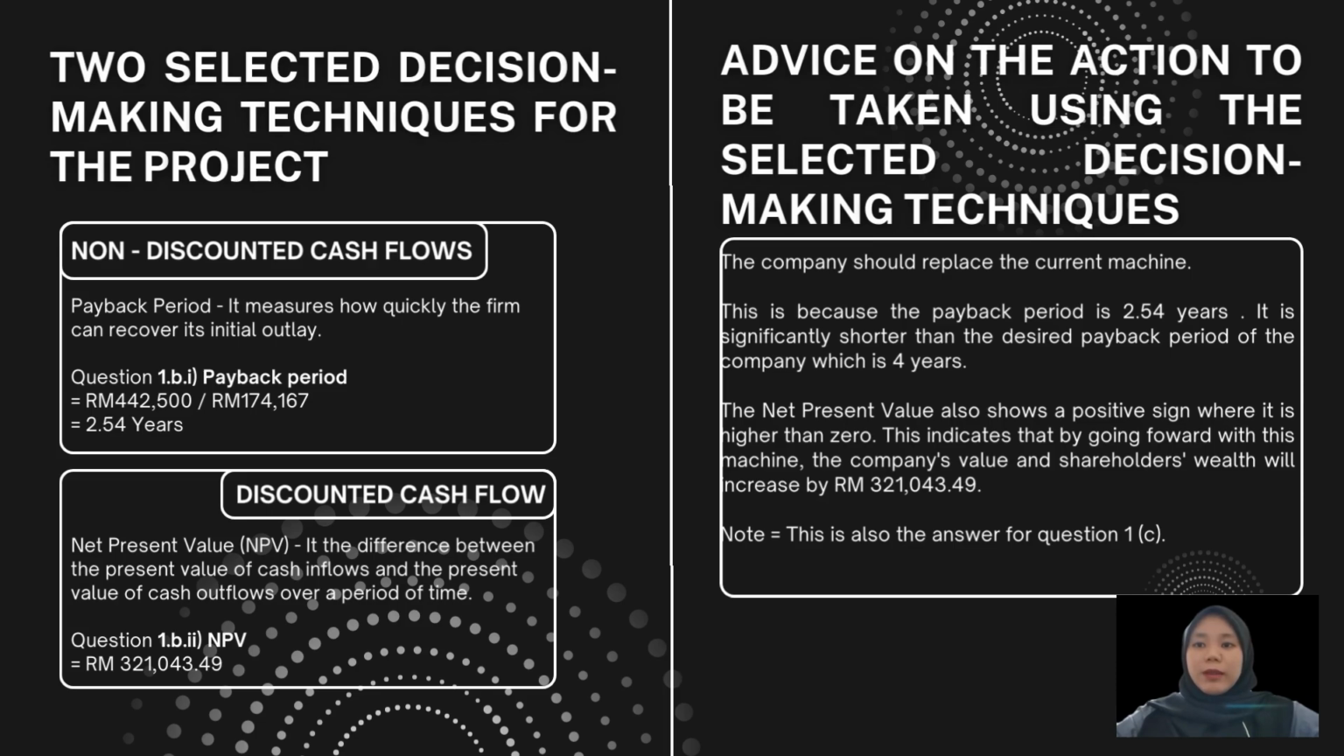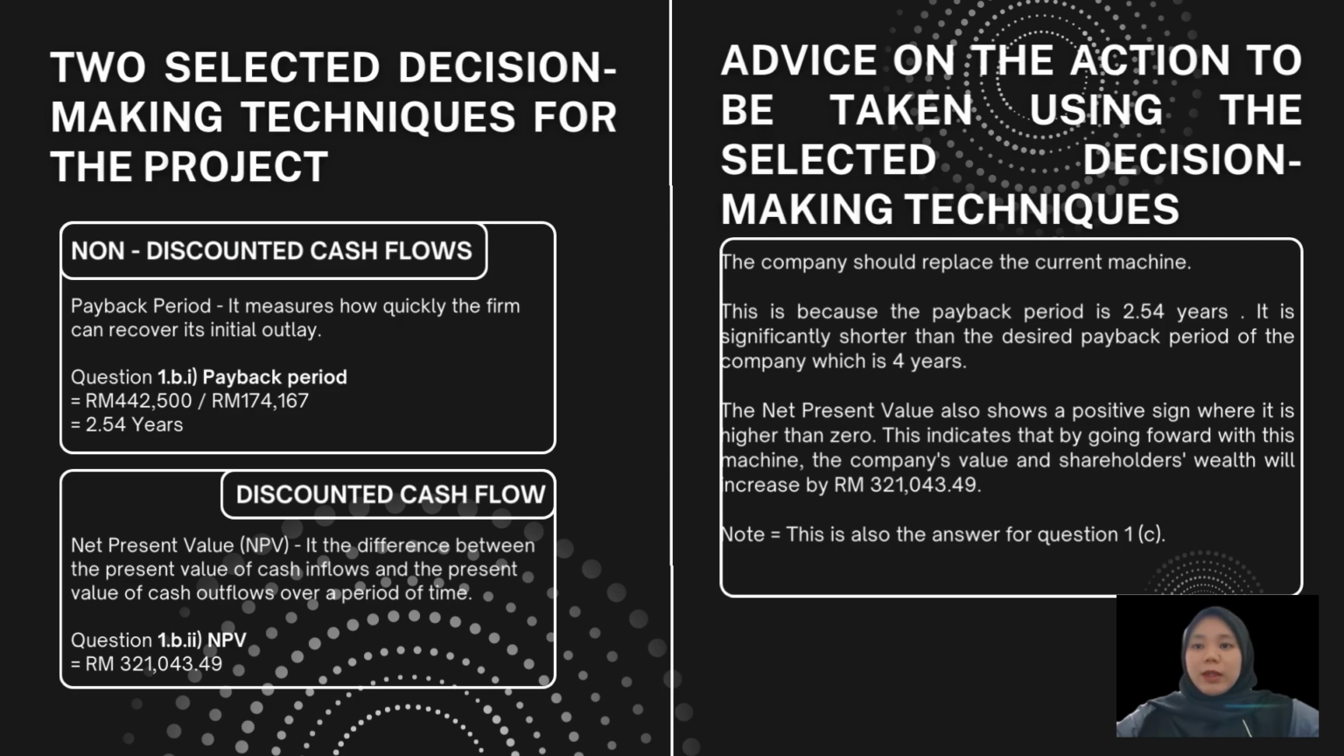Meanwhile, for the discounted cash flow method, our group chose the net present value method, which is the difference between the present value of cash inflows and the present value of cash outflows over a period of time. As for Sweet Candy Berhad, the net present value for the new machine is 321,043 ringgit and 49 cents.